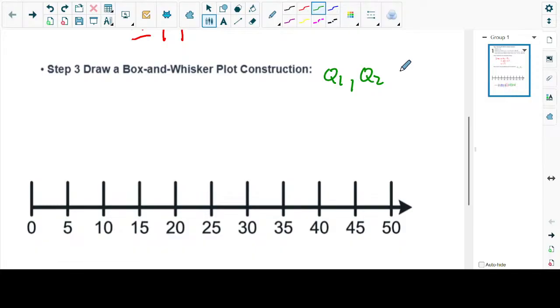So on our number line, they will usually give you, if you are writing, 0, 5, 10, 15, 20, 25, 30, 35, 40, 45, and 50. It's a multiple of 5. Okay, so we are going to check what Q1 is.